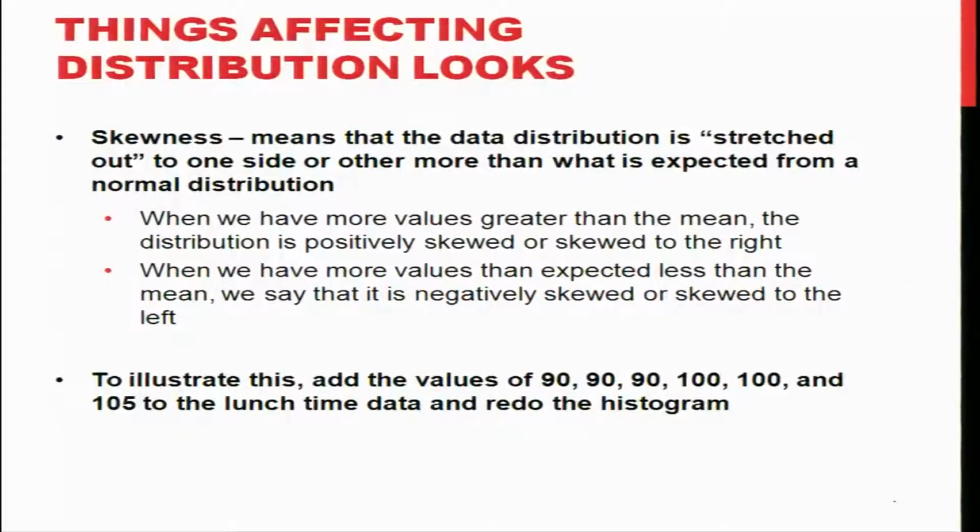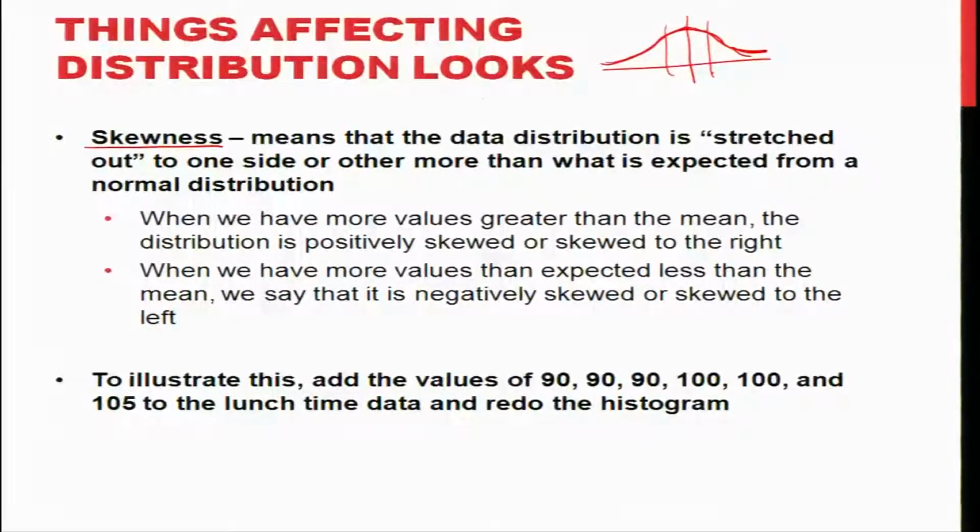Now, what are the things that affect the way the normal distribution looks? The first factor is called the skewness of the distribution. Skewness means that the data distribution is stretched out to one side or the other more than what is expected from a normal distribution. What we said about the normal distribution was that it is symmetric around the middle value, the mean, median and mode are exactly the same, and most of the values cluster around the mean.